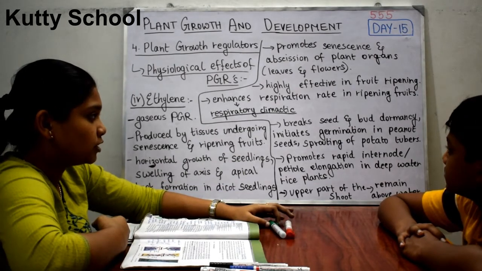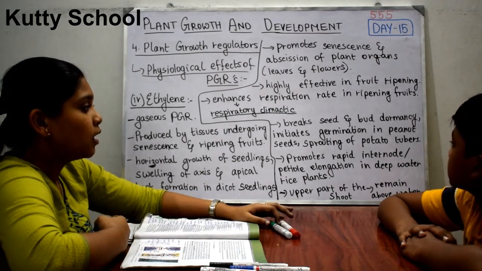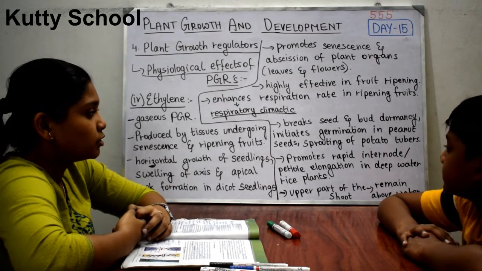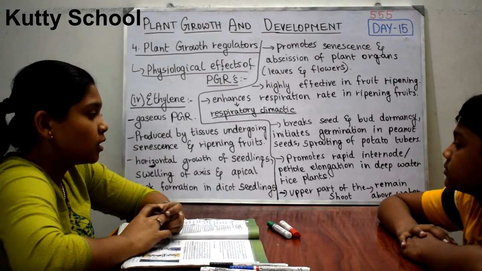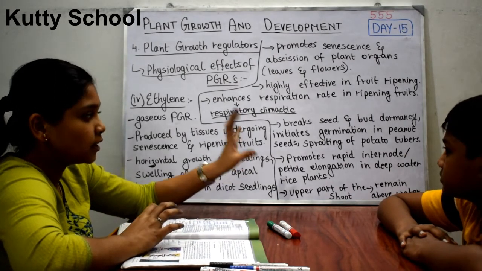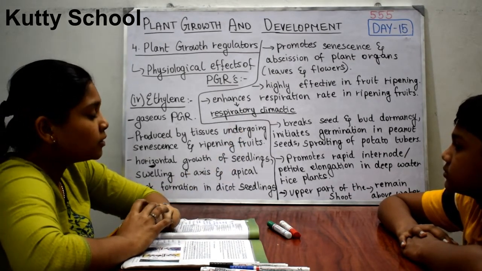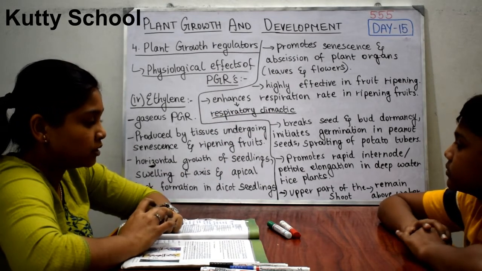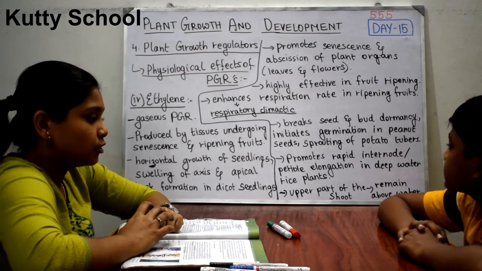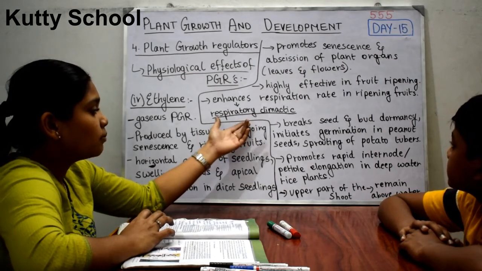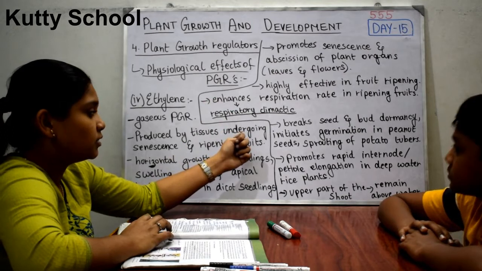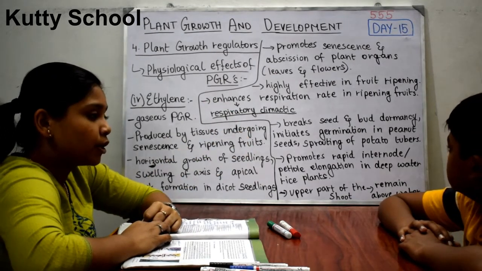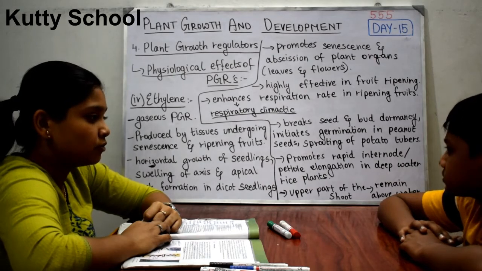It breaks dormancy. Dormancy is nothing but the inactive stage of the seed. So when factors do not influence the germination of the seed, it is at a dormancy stage. The dormancy stage is overcome by the application of water, sunlight and so on to the seed. Then the dormancy condition is overcome. So here it breaks seed and bud dormancy, initiates germination in peanut seeds, sprouting of potato tubers and so on, with the application of ethylene.